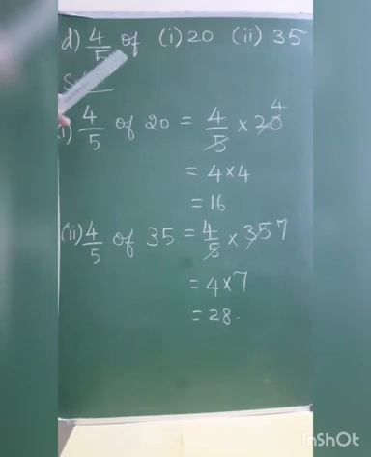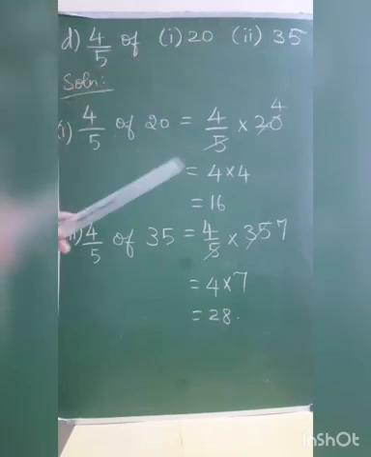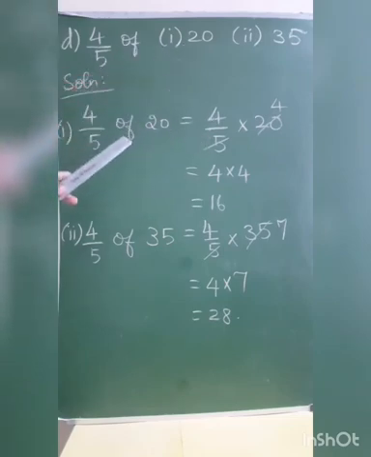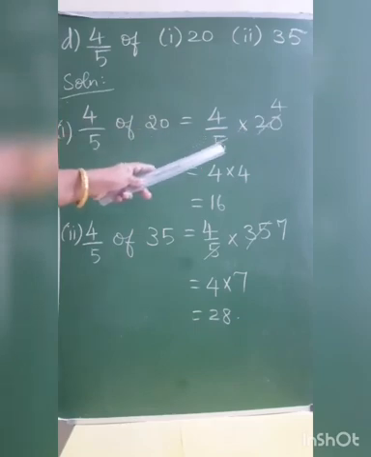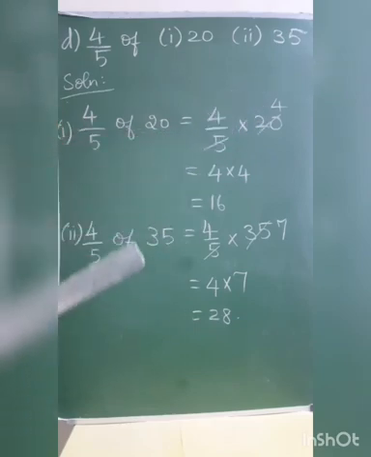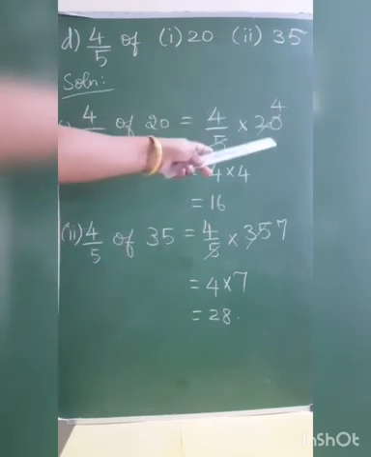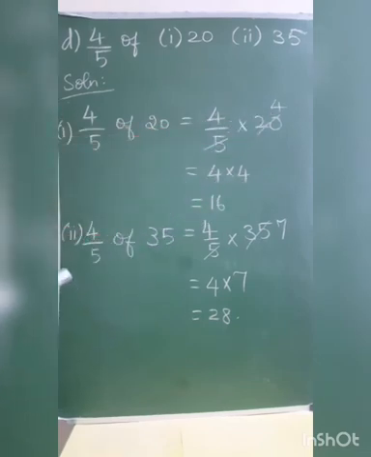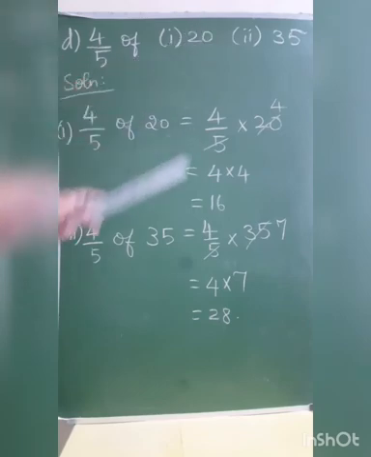D-sum: 4 by 5 of 20, 4 by 5 of 35. Two questions in the D-sum. First one, 4 by 5 of 20, which means multiply by 20. In the 5 table there is 20, so 5 4s are 20. In the numerator you have 4 into 4. 4 4s are 16.